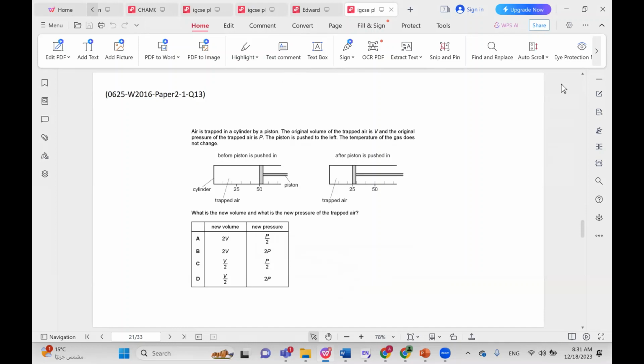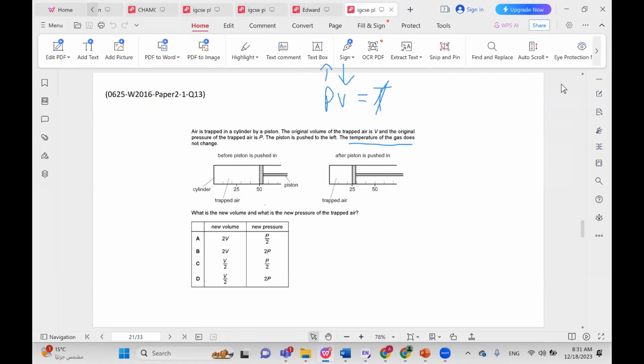Air is trapped in a cylinder by a piston. The original volume is V and the original pressure is P. The piston is pushed to the left. The temperature does not change. So let's write down our equation. PV equals KT. We're ignoring the K, and here we're ignoring the T as well because the temperature does not change. So the relationship between pressure and volume is an inverse relation.